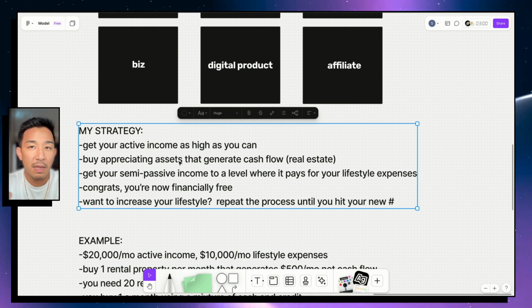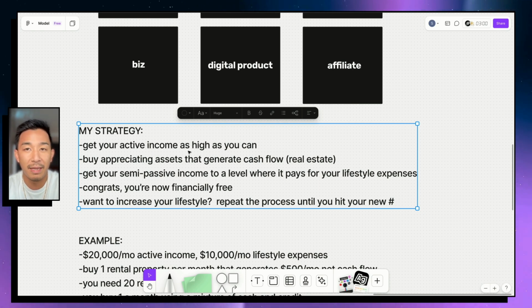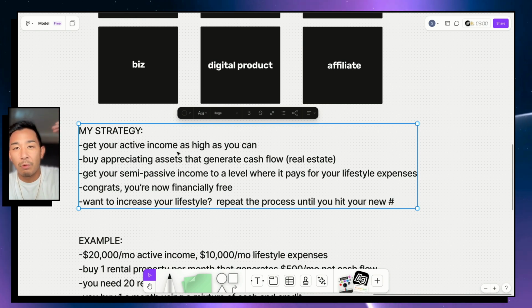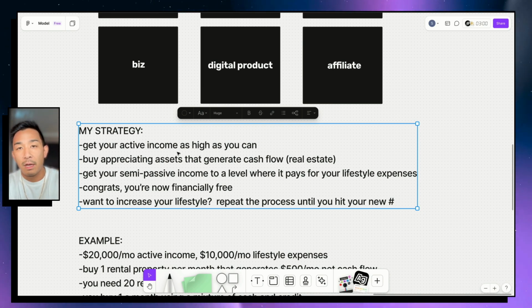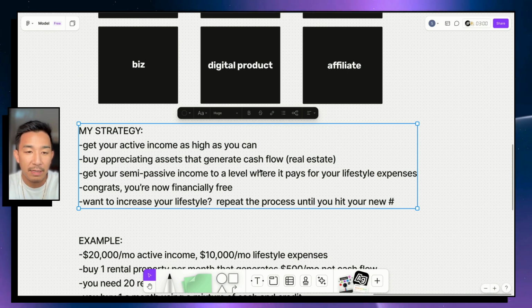they also pay me every month, and they pay a lot more than something like dividend stocks. So I buy appreciating assets that also generate cash flow. So it's increasing my net worth while also giving me a check every month. And typically I get paid around $500 to $700 per month per rental property that I get.